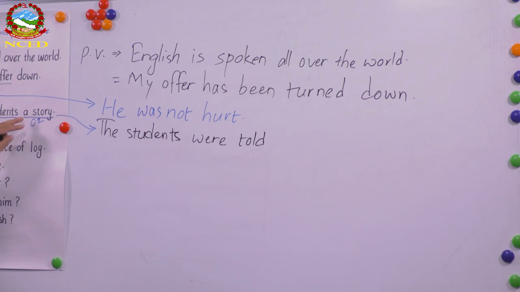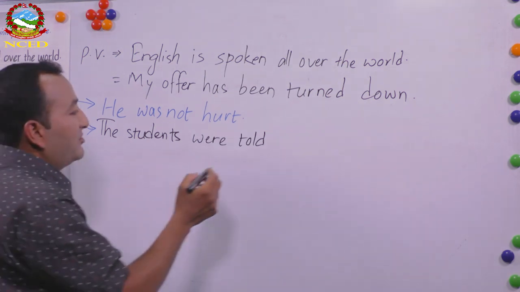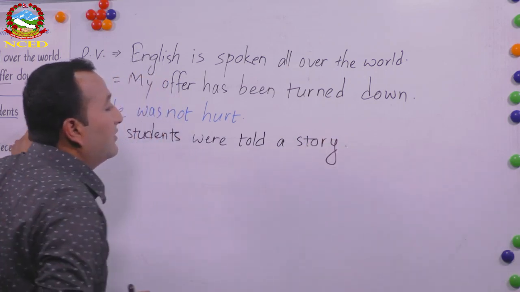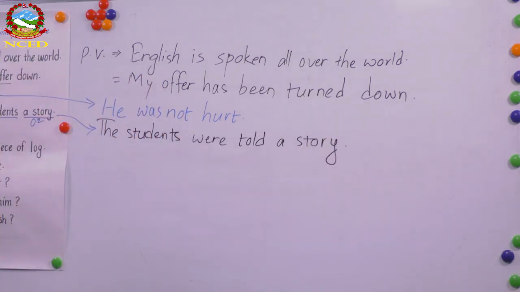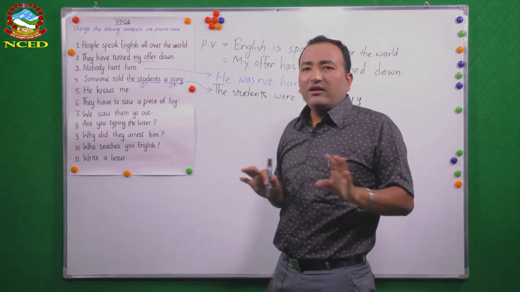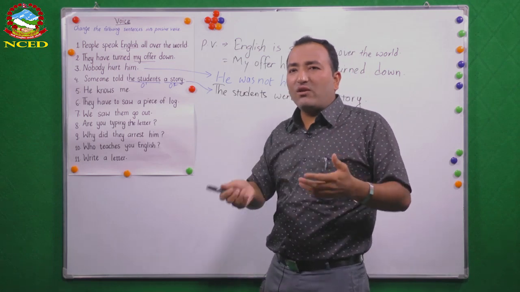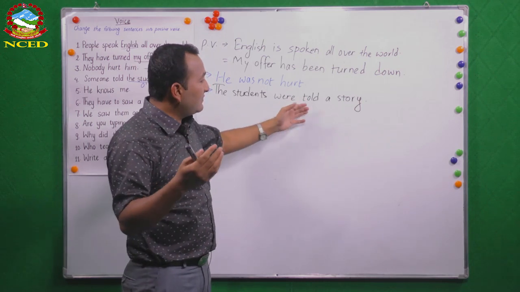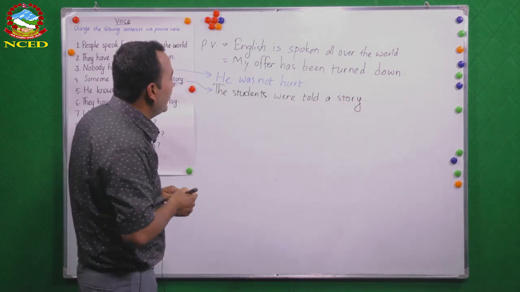Now our job is to use the second object, story. Why not by someone? Because I have already told you about this. Someone, somebody, no one, nobody, everyone, everybody. That is not written because we don't know what or who someone is or who somebody is. That's why it is not necessary to write it after by.